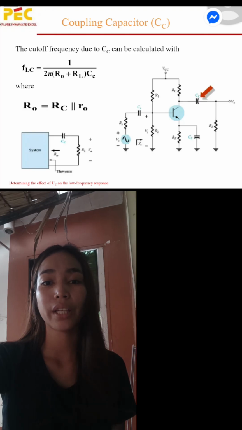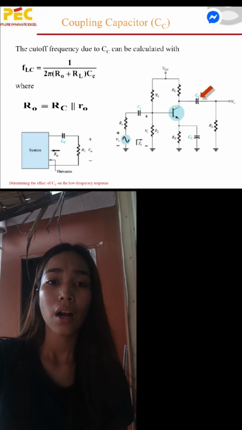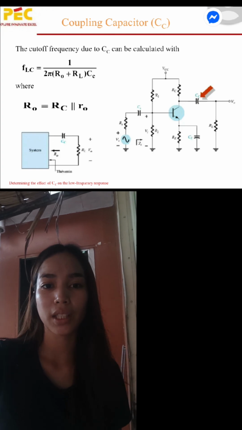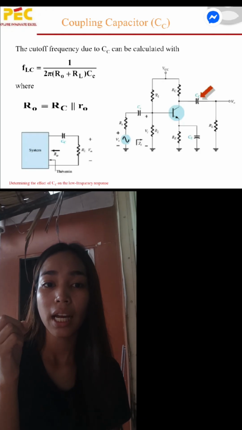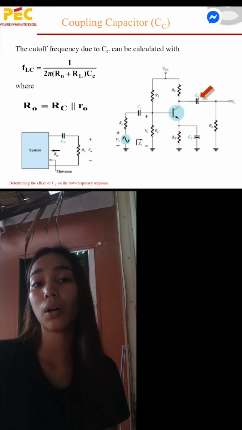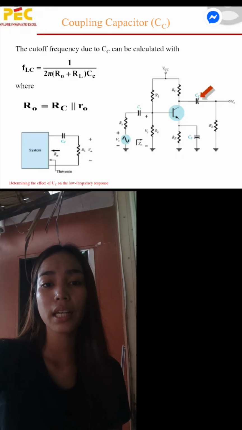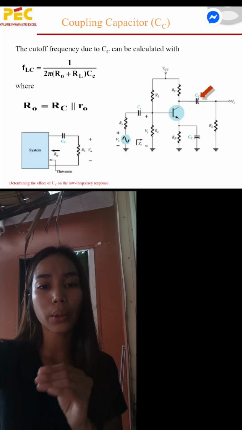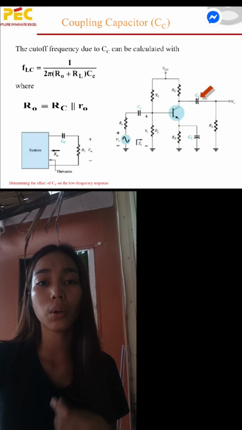It also comes from the RC cutoff frequency formula, and as you can see, the resistance seen by the capacitor is Ro plus RL. The output resistance, which you can also see in the figure, is Ro equal to RC parallel to the small ro. RC is the collector resistor, the small ro is the internal output resistance of the transistor, and RL is the load resistor.